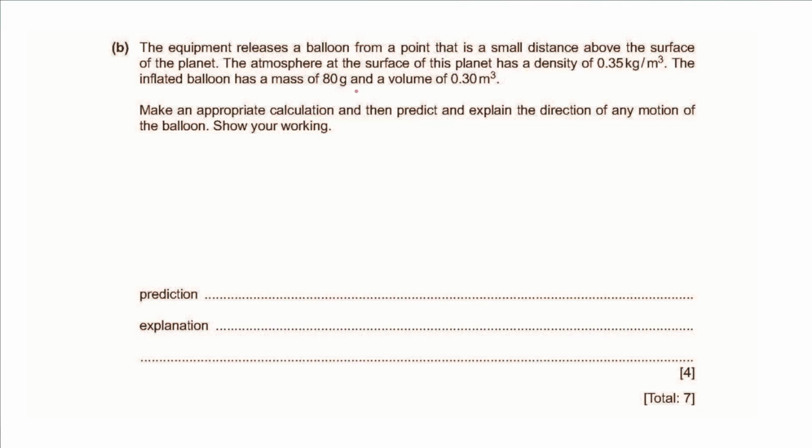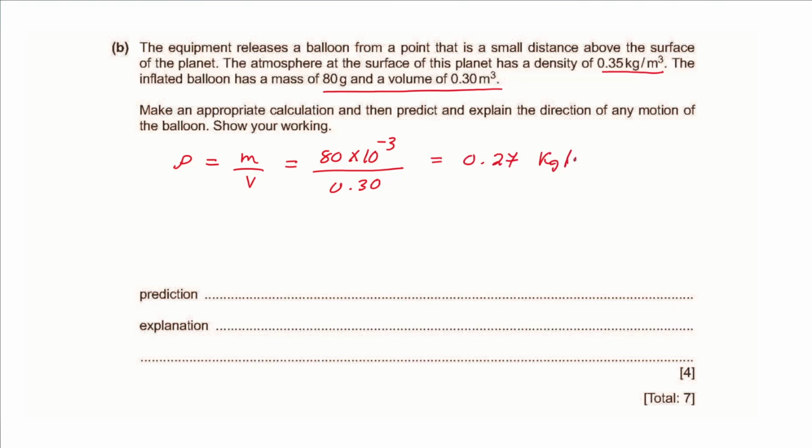Show your working. First, we need to know the density of the balloon, so we divide mass by volume. But since the density of the atmosphere was given in kilograms per meter cubed, we need these values also to be in kilograms and meters cubed. So we convert 80 grams to kilograms by dividing by 1000, and the volume was already given in meters cubed. This gives an answer of 0.27 kilograms per meter cubed, which is less than the density of the atmosphere. So the prediction is that it goes upwards, and the explanation is that the balloon is less dense than the atmosphere of the planet at this point.